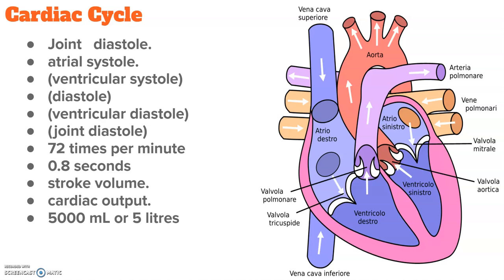So the body has the ability to alter the stroke volume as well as the heart rate, and thereby the cardiac output. For example, the cardiac output of an athlete will be much higher than that of an ordinary man.